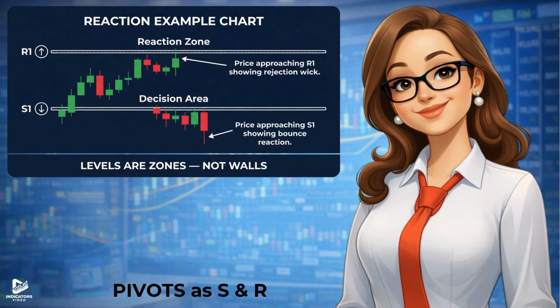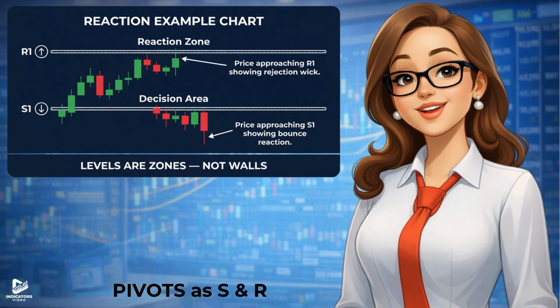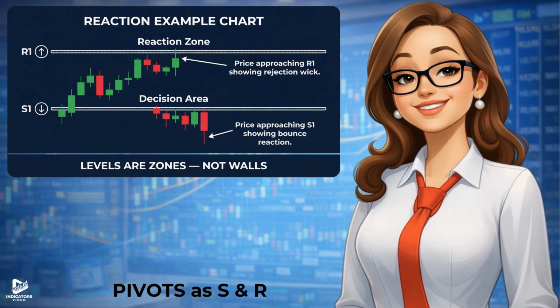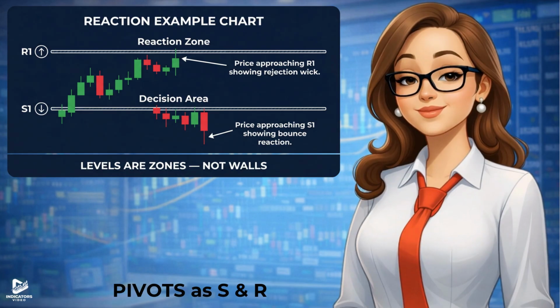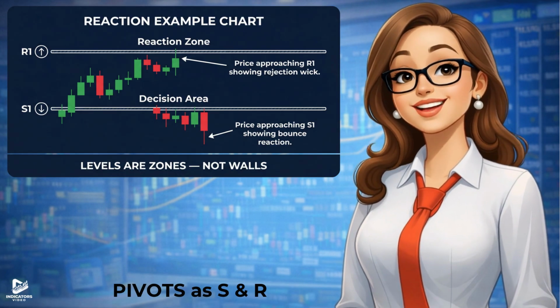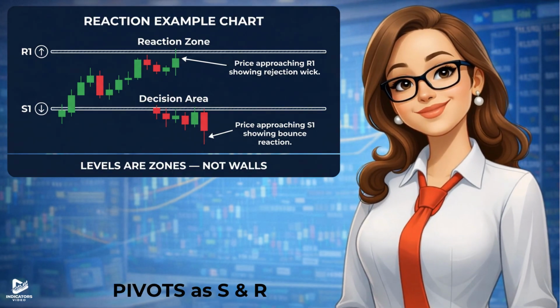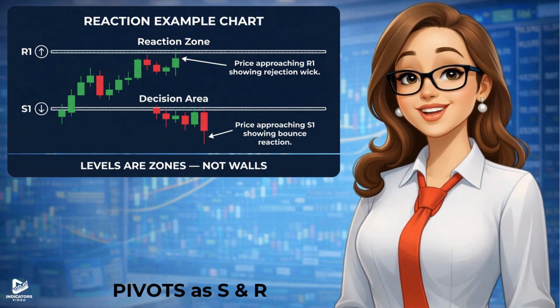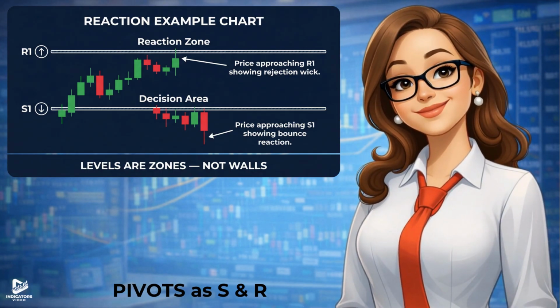Now let's talk reactions. Pivot levels often behave like support and resistance zones. Price approaches R1, and you'll often see slower candles, wicks, consolidation, or rejection. Price approaches S1, and you may see buyers defend, selling pressure pauses, or a bounce forms. The key idea: pivots are areas to watch for decisions, not automatic reversal points. You wait for confirmation, structure, rejection, volume response, or trend alignment.